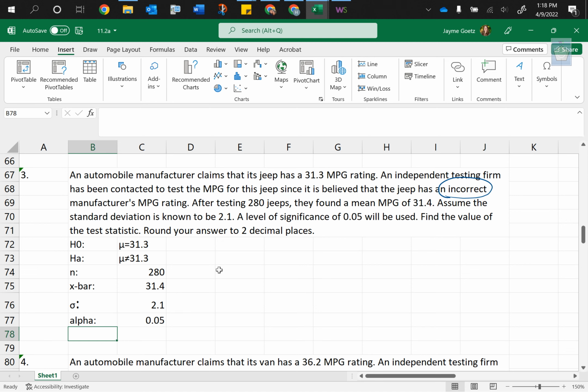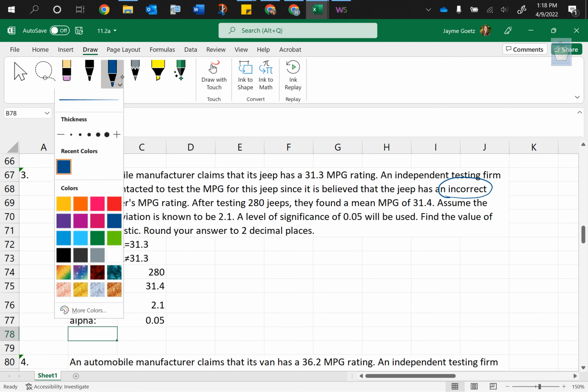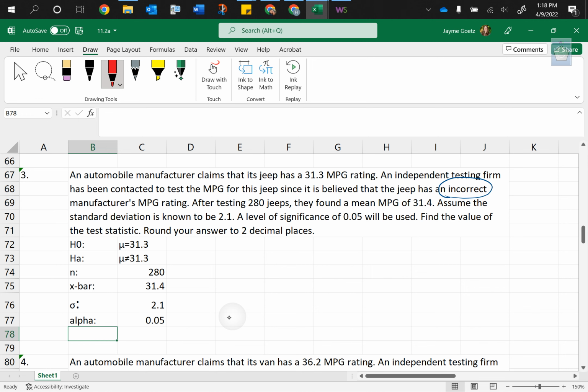So they just want the test statistic, but that still means we can use our templates. So let's figure out which template we are going to use based on the alternative hypothesis. The first thing I notice is that my alternative hypothesis is not equal to. Not equal to means it's going to be two-tailed. Then I have a mu, which means it's going to be mean, and I do know sigma here, so sigma known.